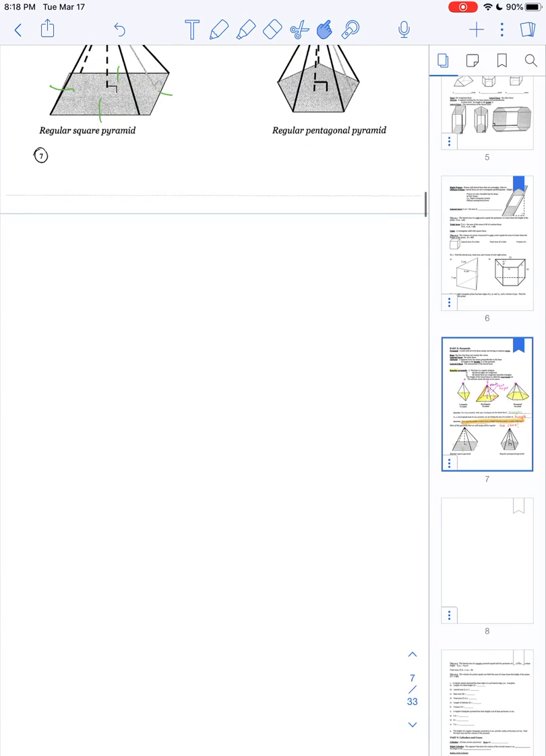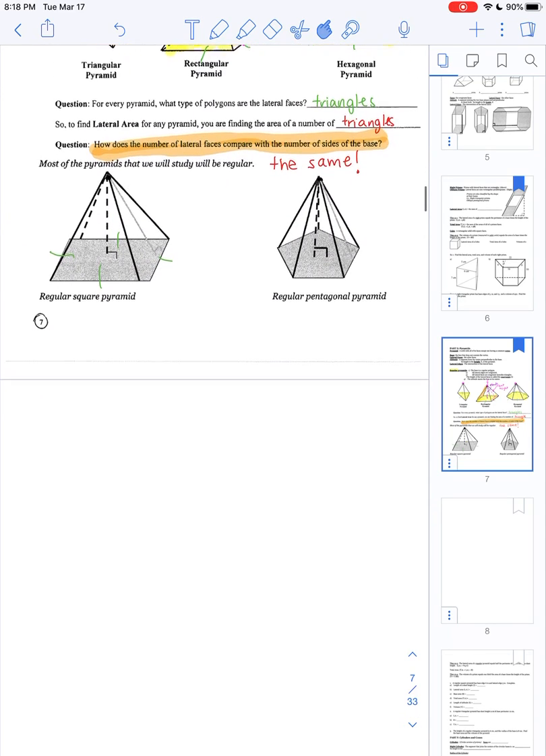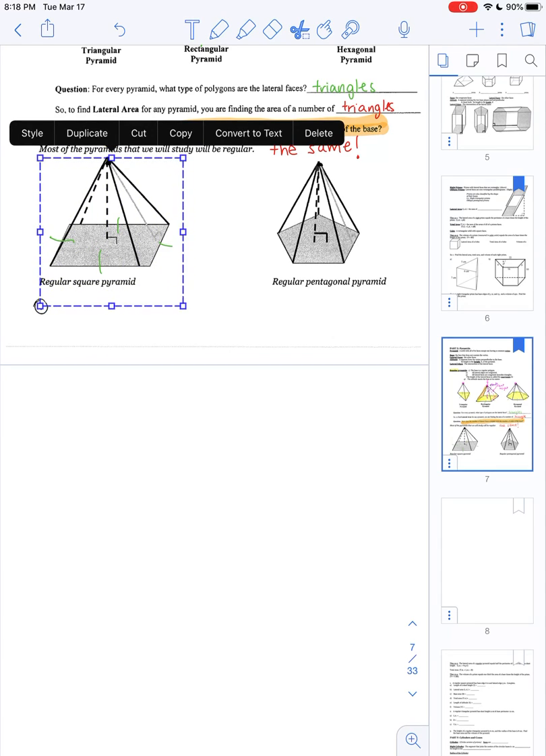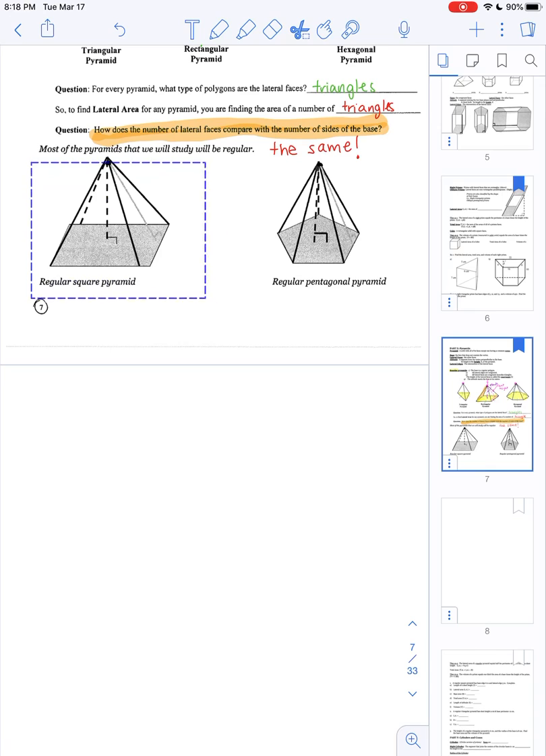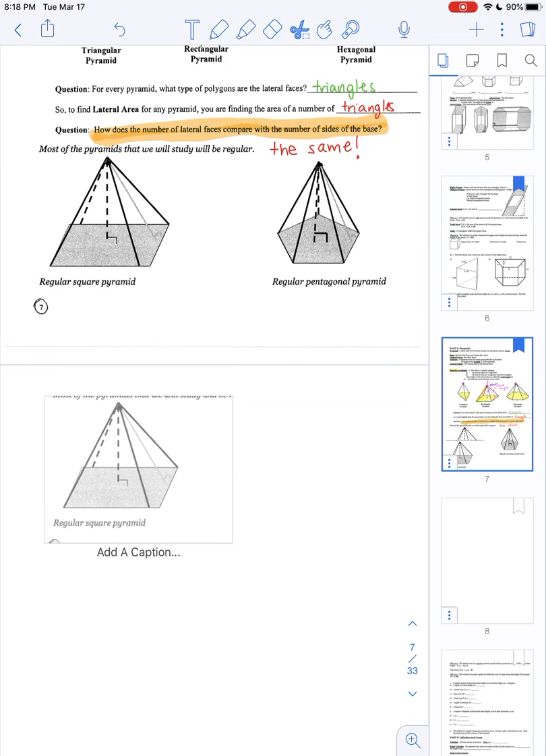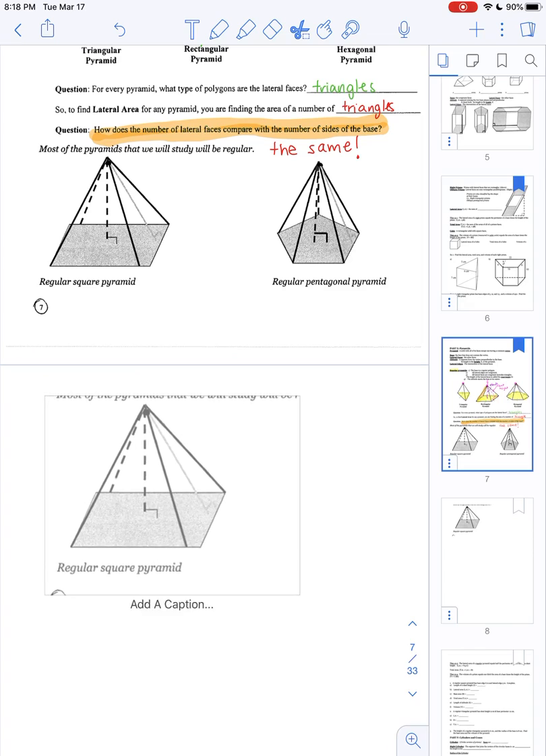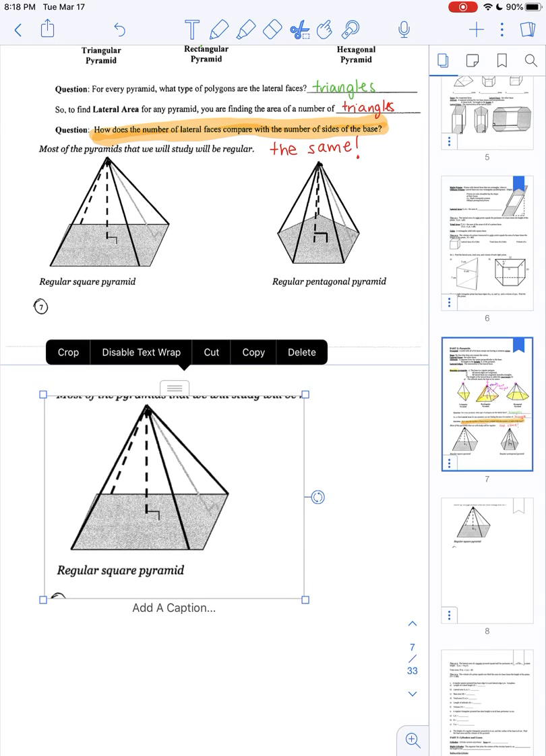And let's go ahead and paste that here. Okay, so now if we're finding the lateral area of this pyramid, how is it that it's 1/2 PL?